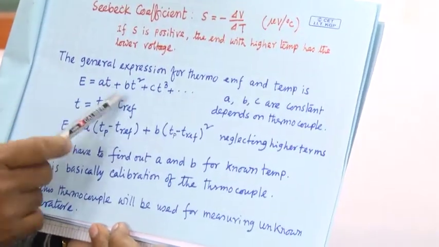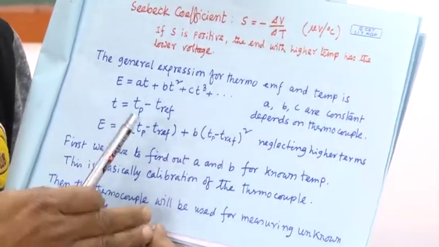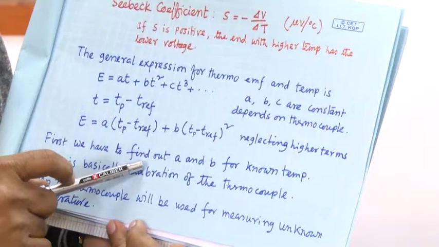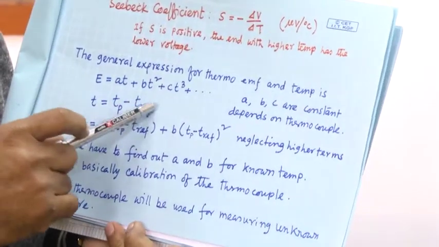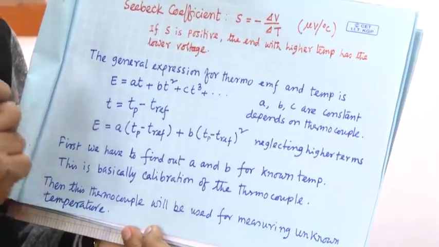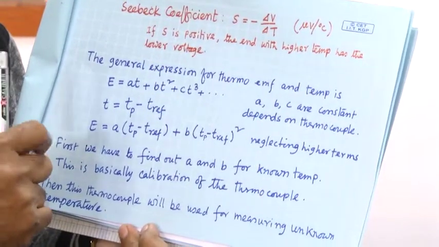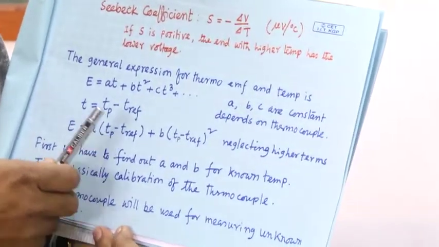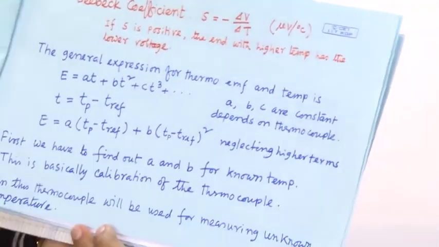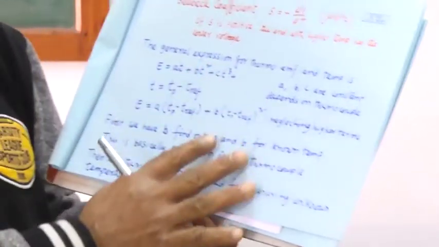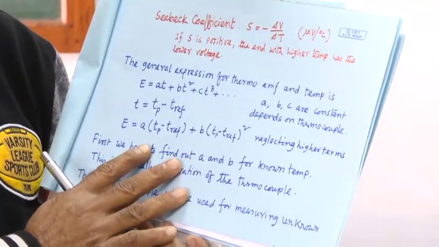And this temperature is with respect to the ice temperature, so that is 0 degree centigrade. So, you will get the unknown temperature in degree centigrade. You can convert it into Kelvin also. So, this is one way to do this experiment.